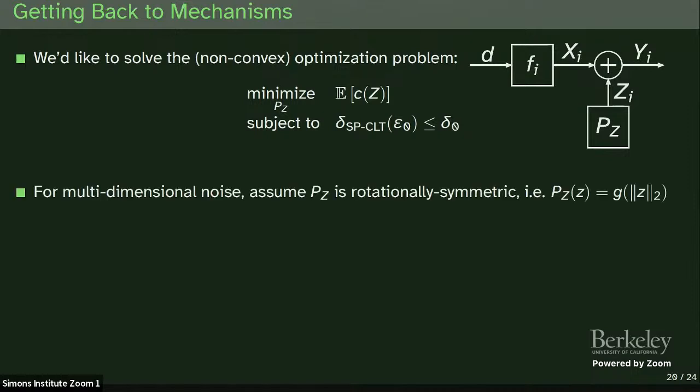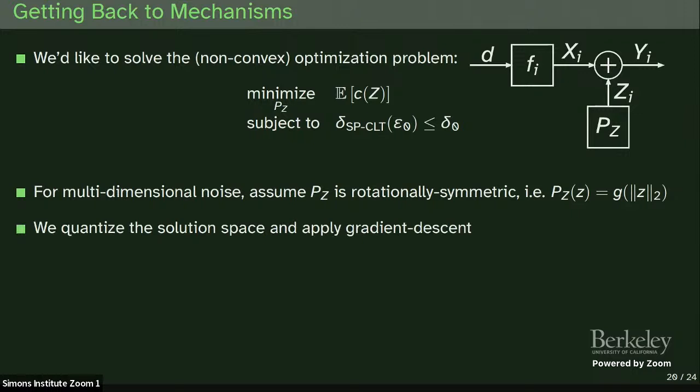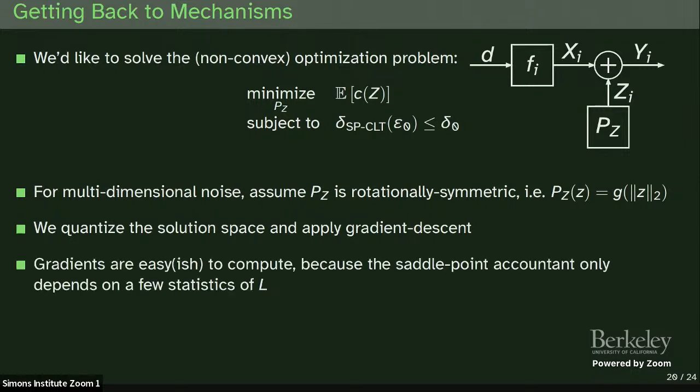We would also like to solve this for a multi-dimensional noise. So if you're training a machine learning model or something, you have to add not just a scalar, but some kind of vector noise. So we're going to assume that our noise distribution is rotationally symmetric. And again, we can apply some kind of quantization and then just do gradient descent and try to optimize this mechanism. And the gradients are kind of easy-ish to compute.